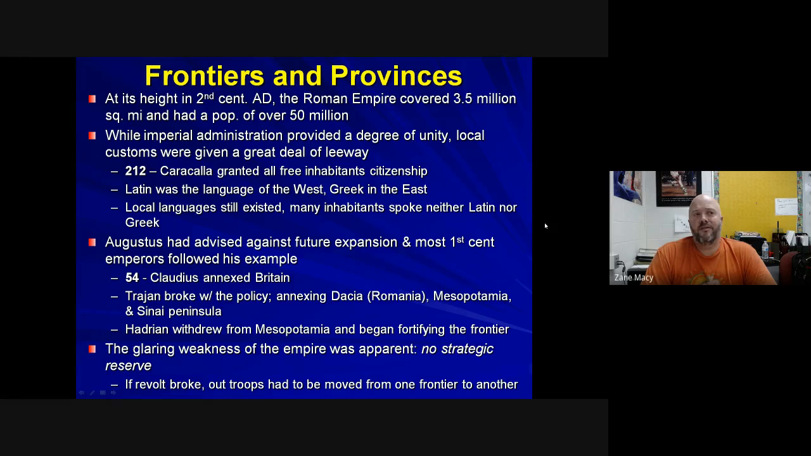And most of the Julio-Claudians and the Flavian rulers followed suit. But even as you move through the latter Julio-Claudian rulers, you do see expansion to a degree, but definitely as you get into the era of the five good emperors, the empire has begun to expand. I mentioned down here, even though Augustus had advised against future expansion, in the year 54, Claudius ends up annexing Britain.